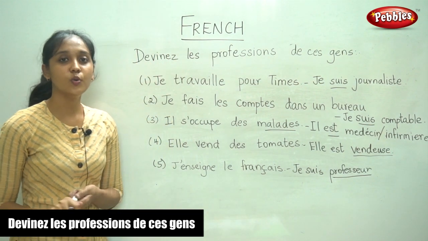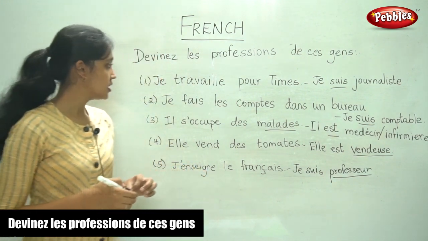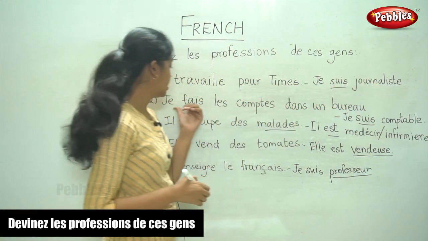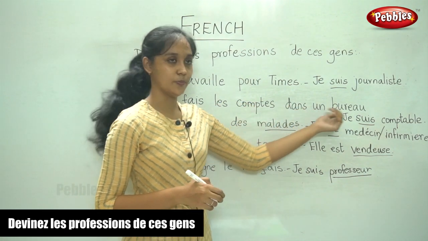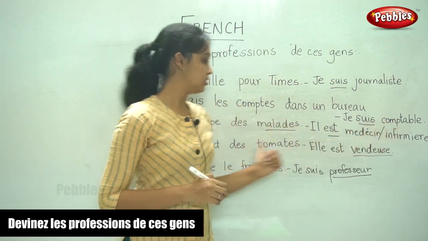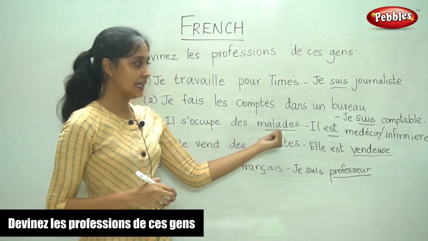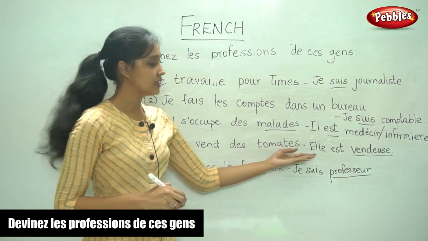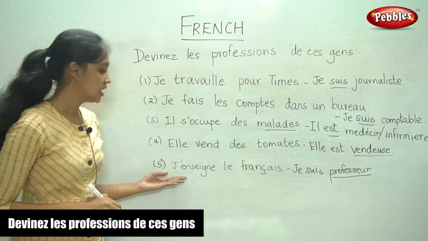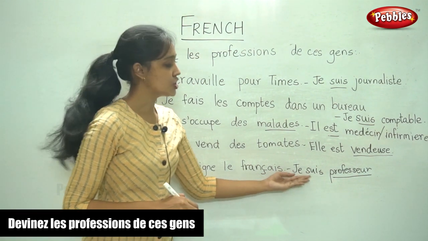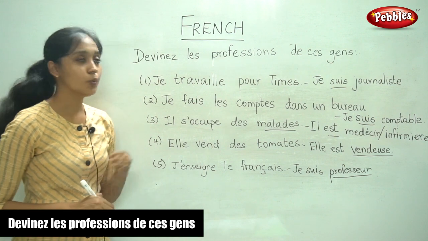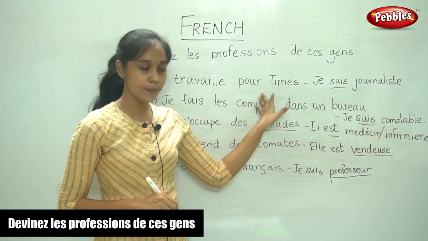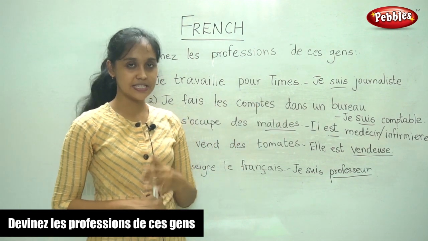So this is how we define the jobs. Je travaille pour Times. Je suis journaliste. Je fais les comptes dans un bureau. Je suis comptable. Il s'occupe des malades. Il est médecin. Elle vend des tomates. Elle est vendeuse. J'enseigne le français. Je suis professeur. So what we did here was we were given a description of a job and we defined the person's profession.